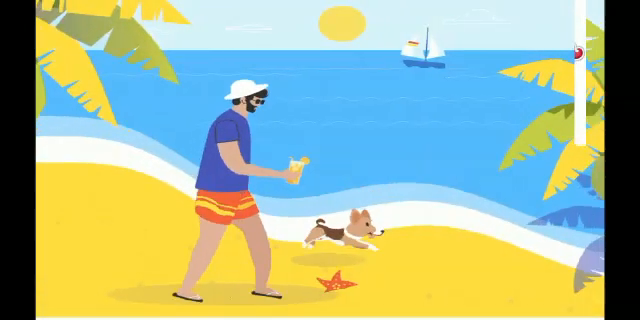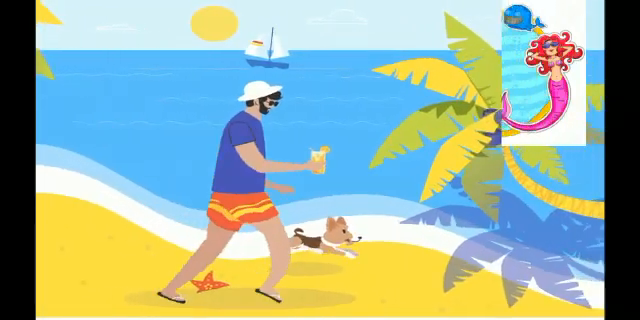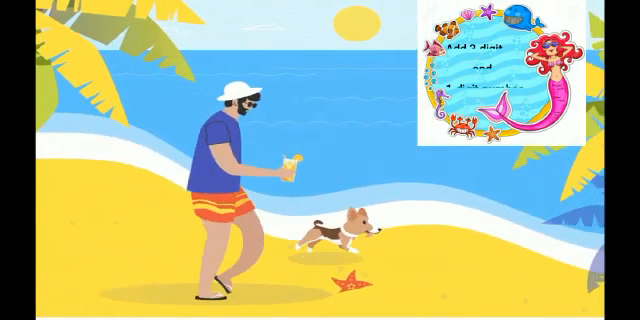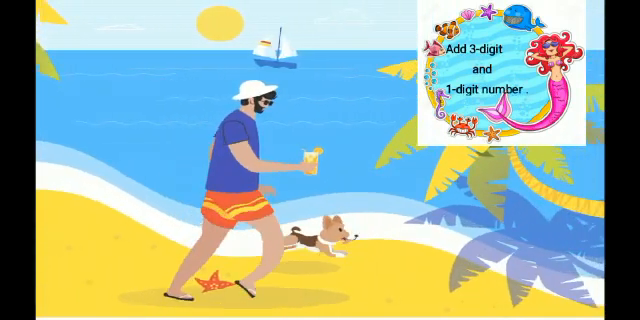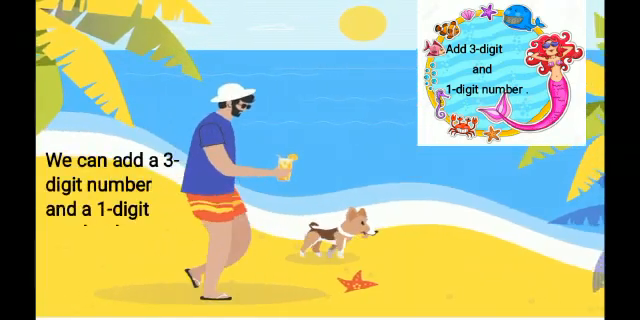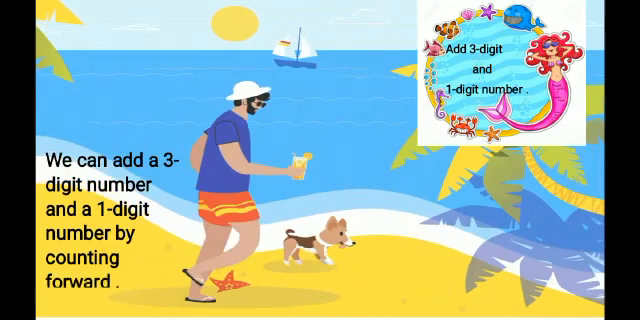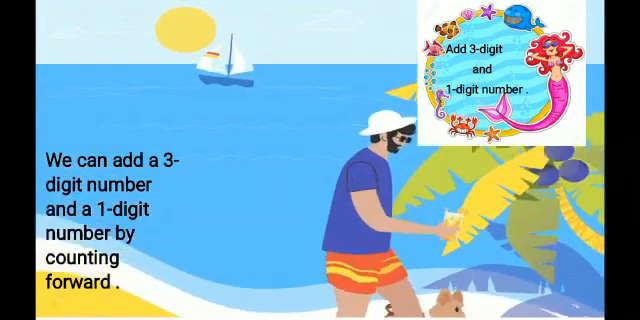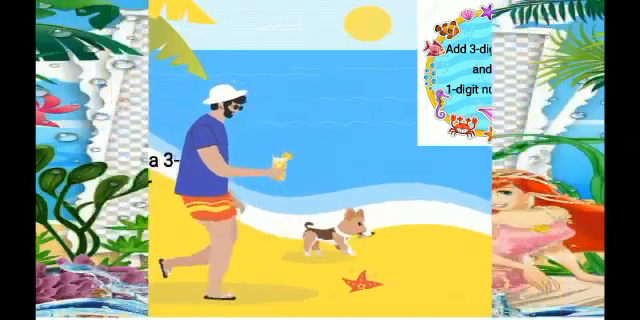So let's start with our first topic. What is our first topic? Add three-digit number and one-digit number. This is our first topic. So let's start it. We can add a three-digit number and one-digit number by counting forward. Let's learn more about it by example. So here is the example.